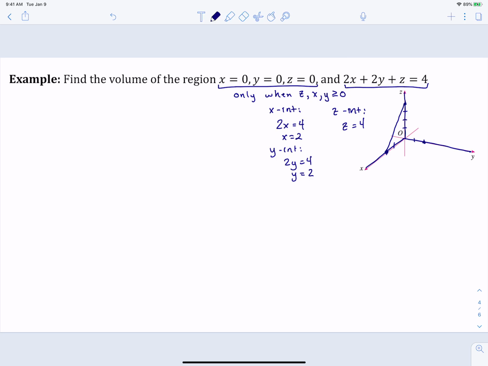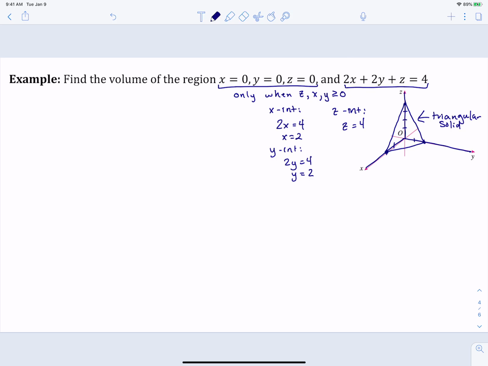Okay, so the part of our plane that we're going to use is just this part that's in that first octant. So we can connect our intercepts, and it's just going to be this little triangle, and basically it's going to be this rectangular or triangular solid that we're going to look at.